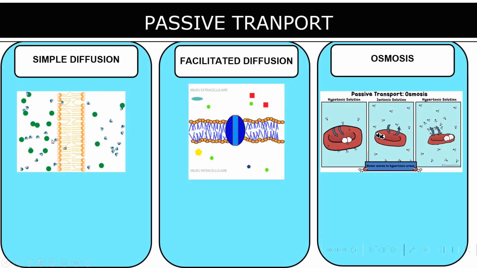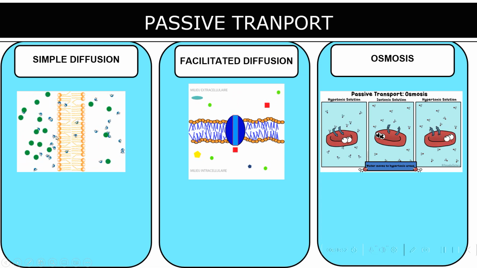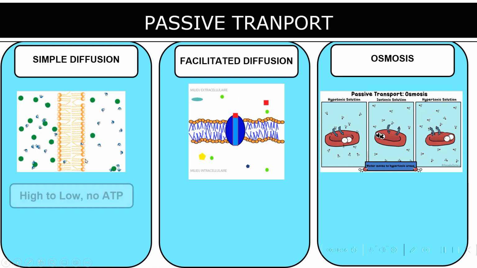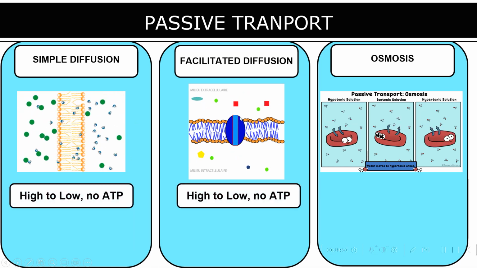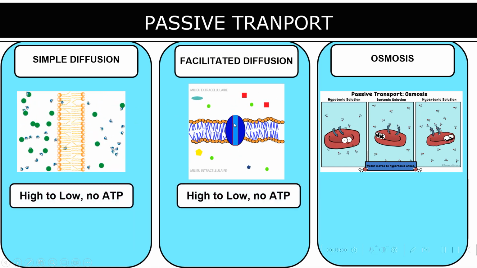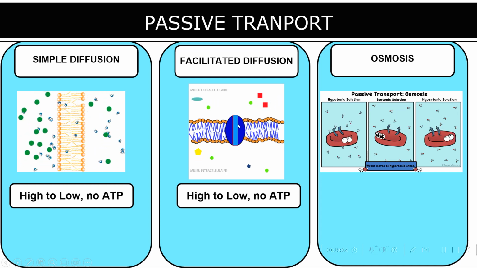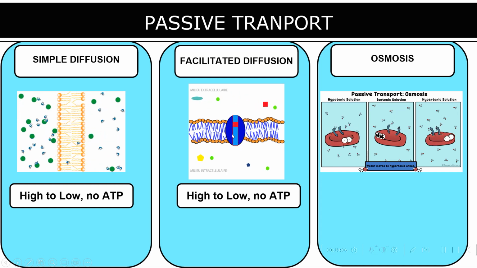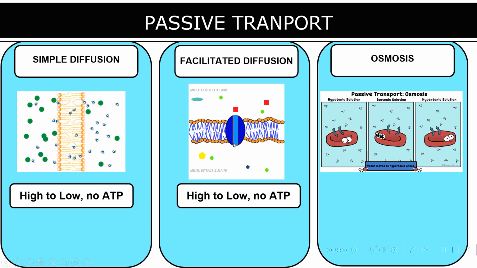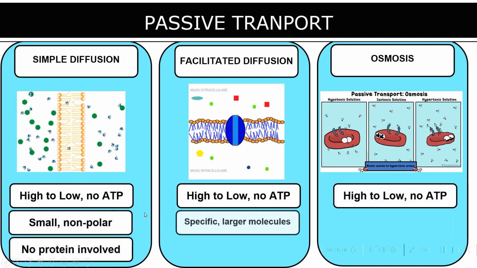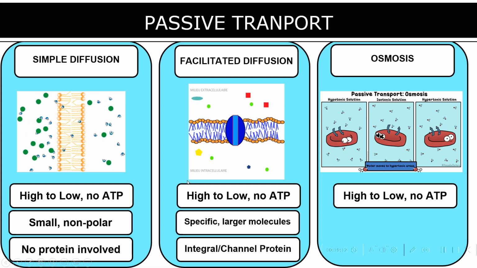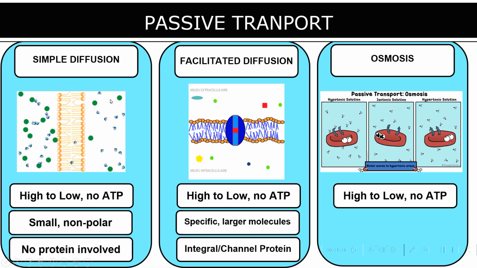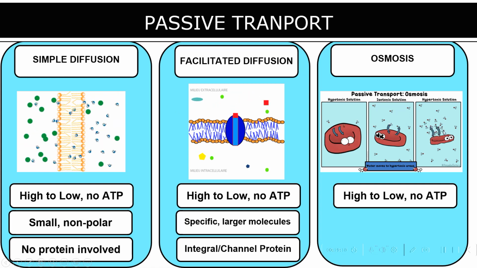So our passive transports were simple diffusion. Those are small molecules like water or gases, which go across the membrane with no protein whatsoever. That is in contrast to facilitated diffusion, where you have larger molecules like glucose or some such, but it's still going from high to low, only this time you're using a carrier protein to make that movement. So that's what is different from simple diffusion.